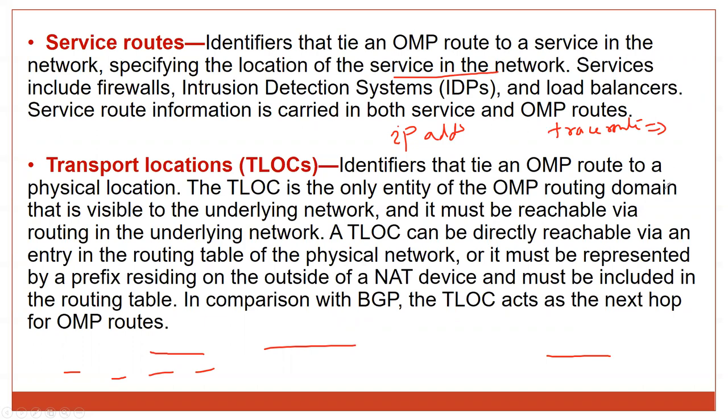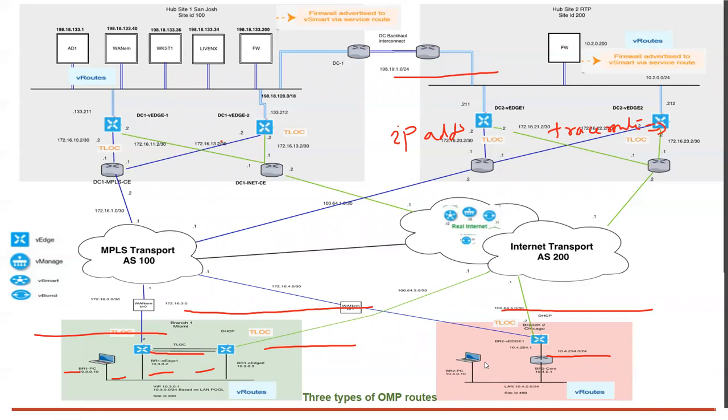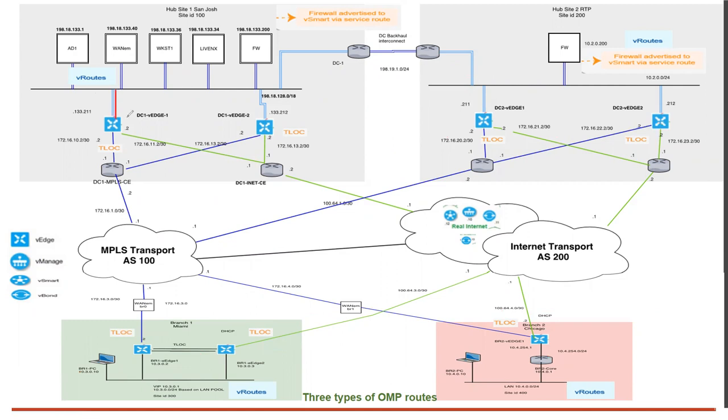And third, your TLOCs. Here you can see in the last line, in comparison with BGP, the TLOC acts as a next hop for OMP routes. Okay, so you're spot on. If you want to memorize it in a single diagram, you can see that's the diagram you have. Towards the service side VPN, obviously those are vRoutes. If you have any security appliances, then those will be the service routes. And then you have your gateways or next hops, which will be TLOC routes. Only these things the vSmart knows, and I think that is more than enough.